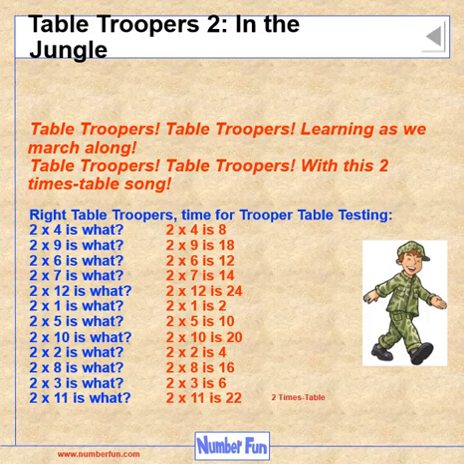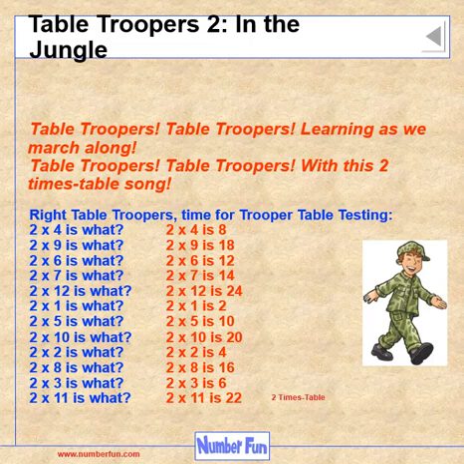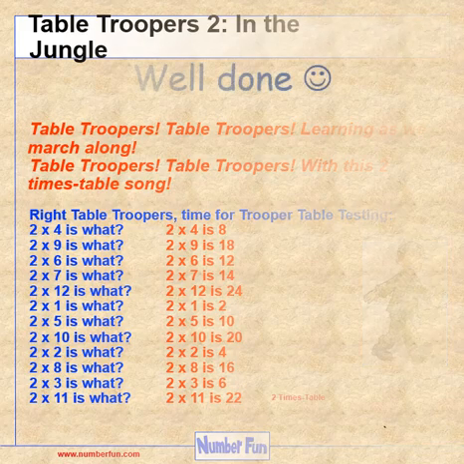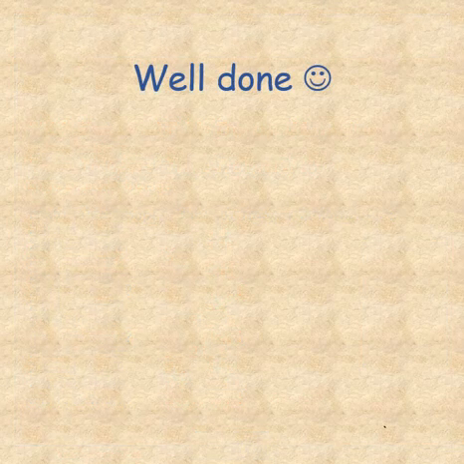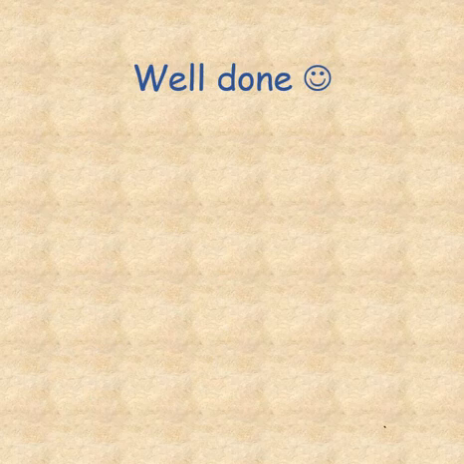Table troopers, learning as we march along. Table troopers, with this 2 times table song. Table troopers, learning as we march along. Table troopers, with this 2 times table song.